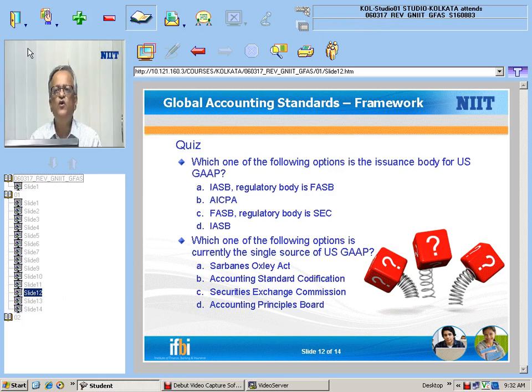Second question, which one of the following options is generally the single source of US GAAP? A, B, C, D, which is the correct answer? Everybody should be able to answer this question. Just now we have discussed which one of the following options is currently the single source of US GAAP. That means all accounting standards are issued and compiled by this organization. Which is this?